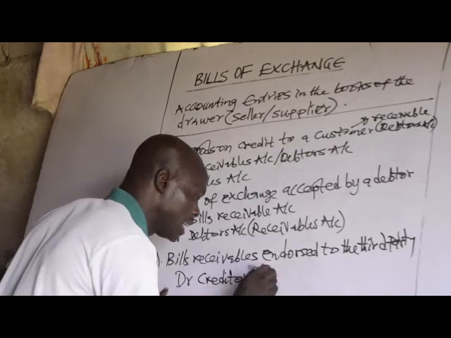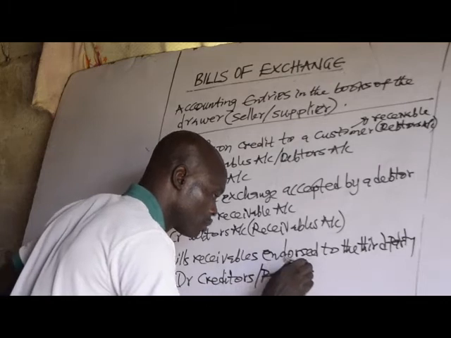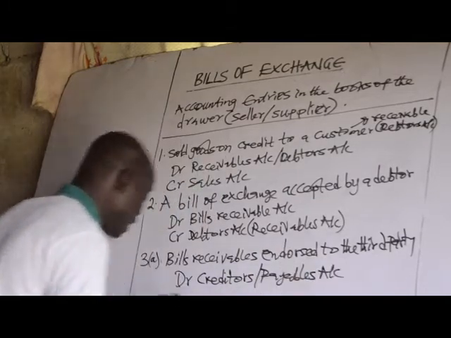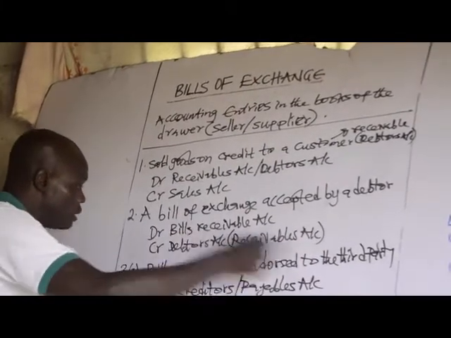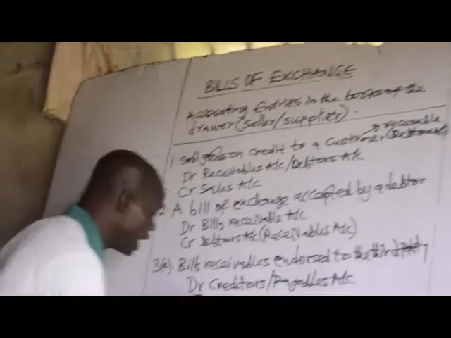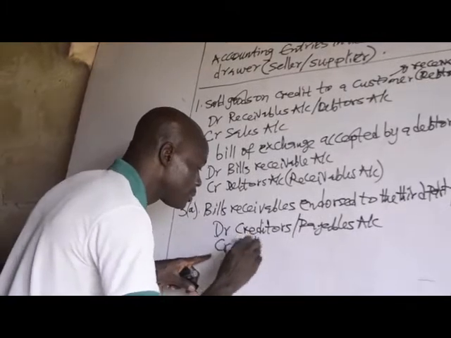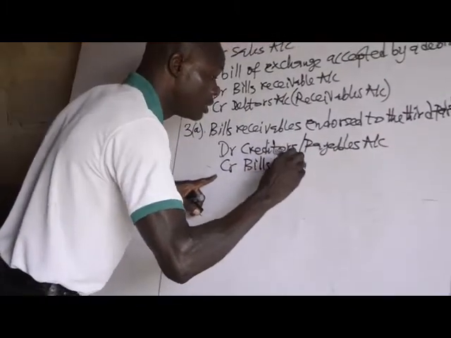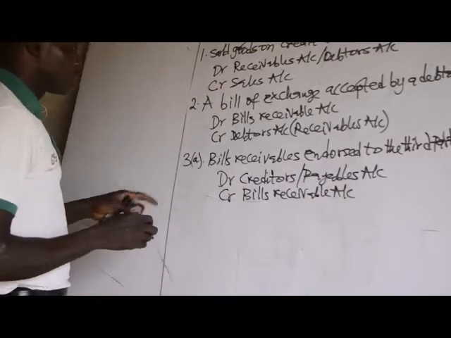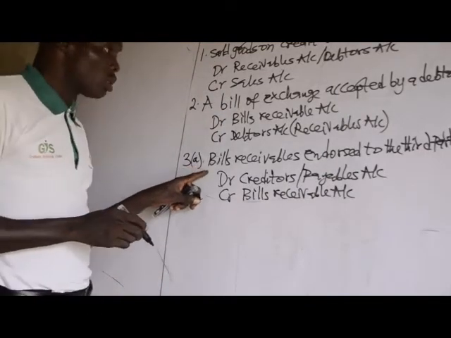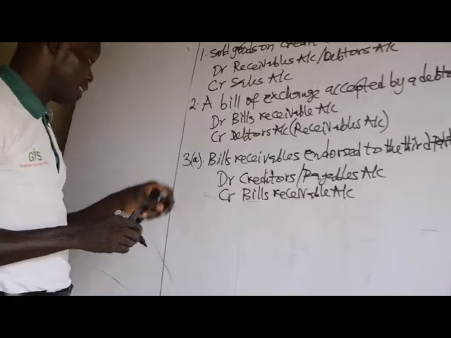Or payables account. And you credit, no, it now goes out of bills receivables. You credit bills receivable account. So that is where the bills is endorsed to the third party in settlement.